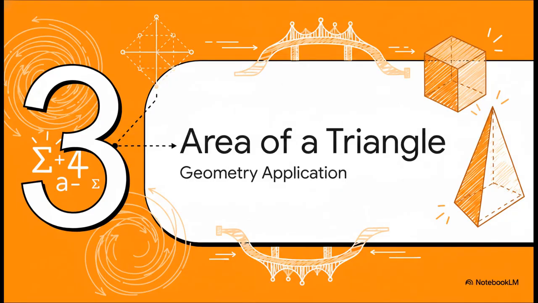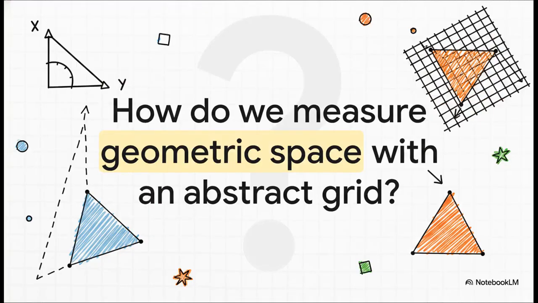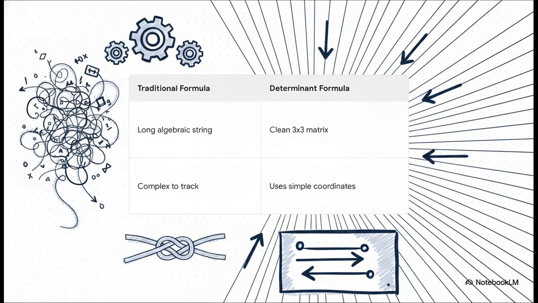All right, part 3. Geometry, area of a triangle. So we have this abstract grid of numbers, right? But you might be wondering, how does this actually translate into measuring physical, geometric space out in the real world? Well, it turns out this algebraic tool translates flawlessly into pure geometry.